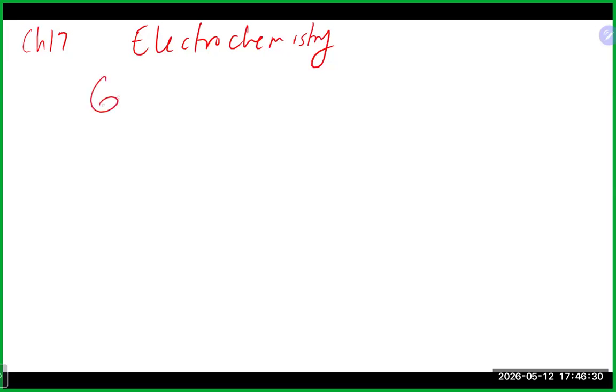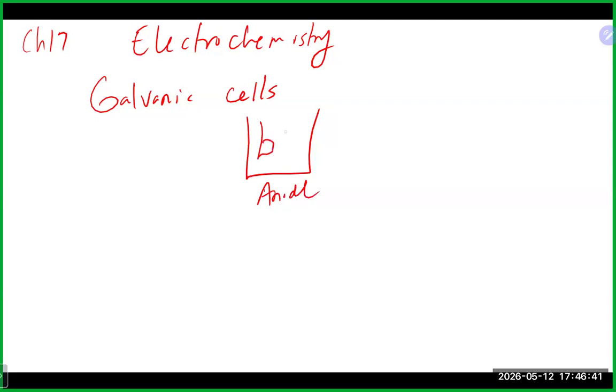Continuing on here, chapter 17, I think. So we were talking about electrochemistry, and we were talking about galvanic cells, I think, for sure. And remember, with galvanic cells, we have our anode compartment where oxidation occurs.